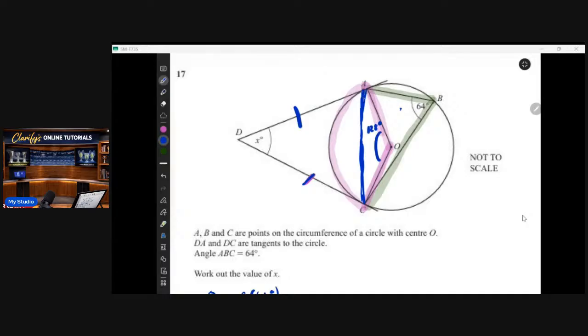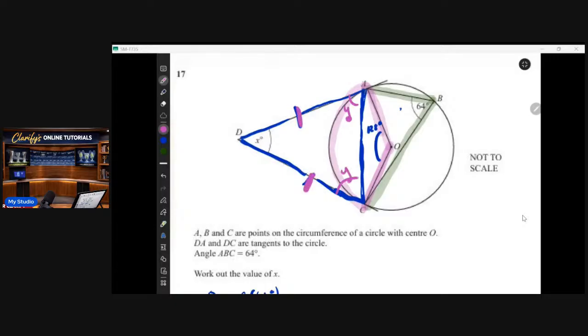Now, what do we know about this type of triangle? We know that the base angles are equal because it's an isosceles triangle. There's one thing about an isosceles triangle: its base angles are equal, right? So this angle is y and this one is y because this is an isosceles triangle.